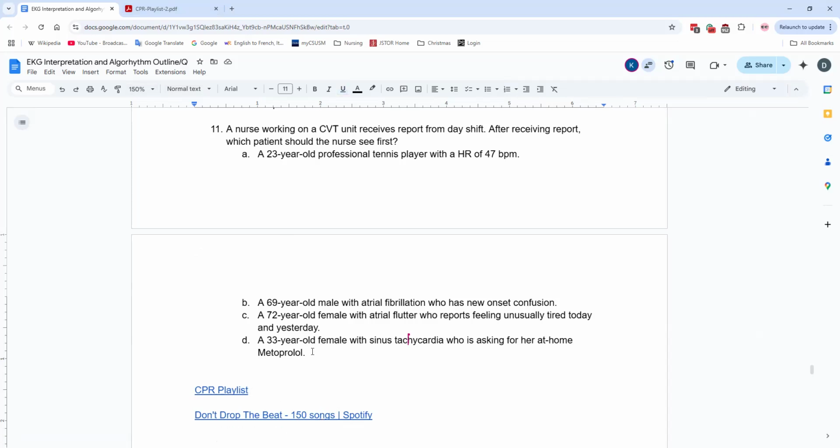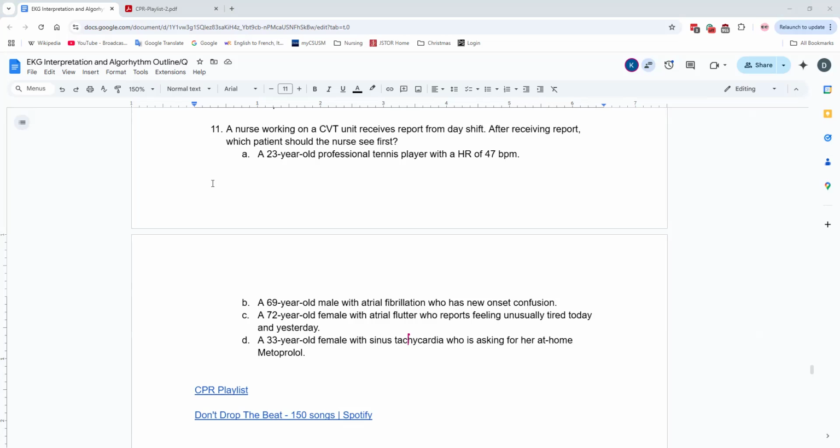C, a flutter who's feeling unusually tired today and yesterday, man, you're fine. And D, someone with sinus tach who is asking for her at-home metoprolol. This is not going to really do too much. They're in a more stable rhythm and a more stable state than our 69-year-old dude with AFib.